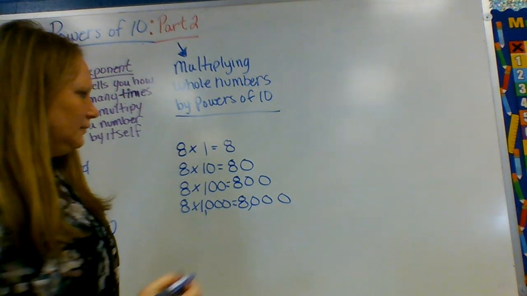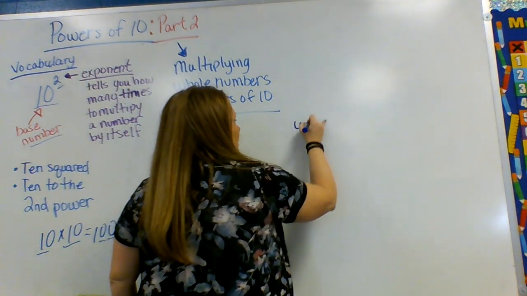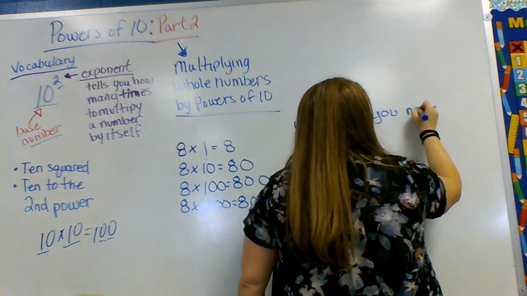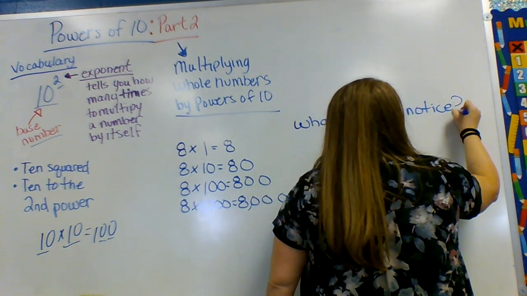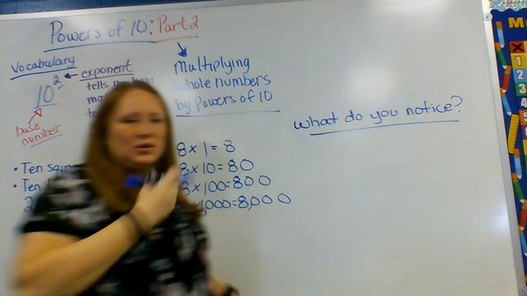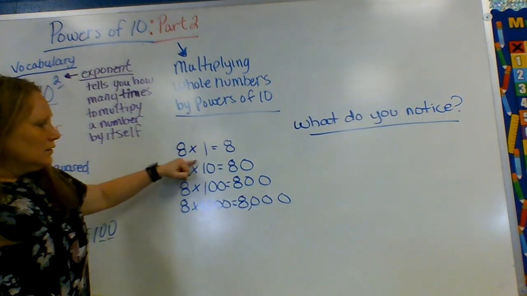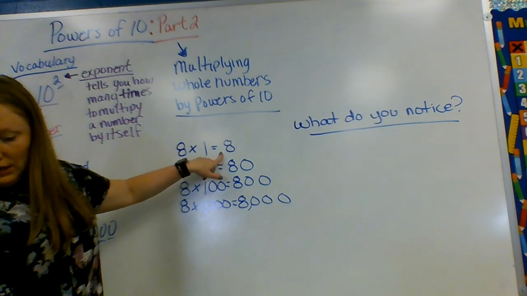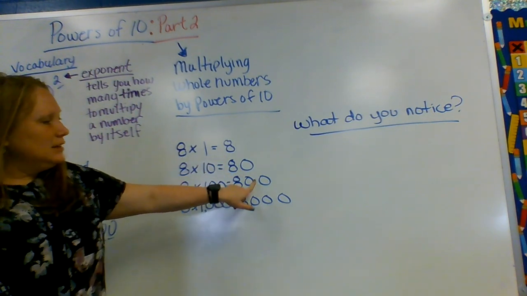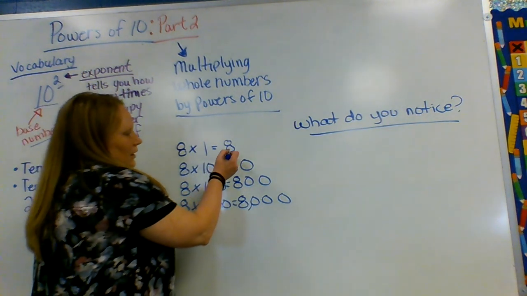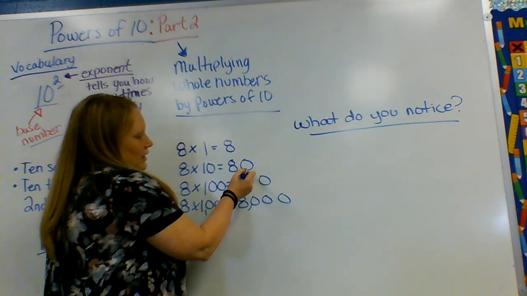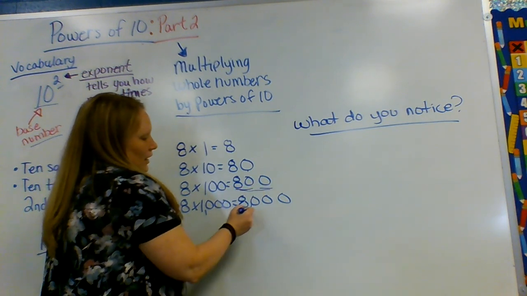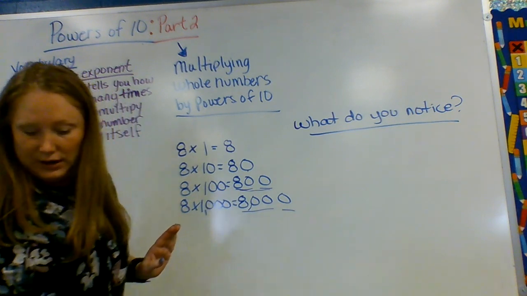What do you notice here? So write this question out. What do you notice here? What do you notice? Well, I notice in my answer that I add a 0 each time. Do you see that? 8, then I add a 0. So I have 80. Now then I have 80, then I add a 0. Then I have 800, then I add a 0, right?